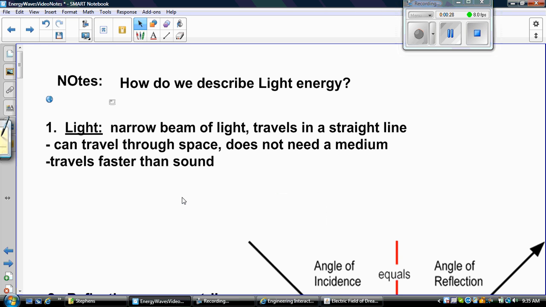Okay, light is just a narrow beam of light energy that travels in a straight line. It can travel through space. It does not need a medium, meaning something for it to travel through, and it travels faster than sound.